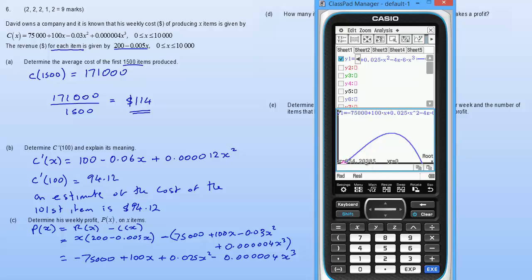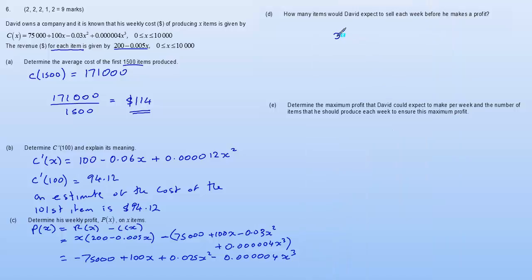So we can see that that is 654.2. So we need to go up to the next item. So it's going to be 655 items. 654.2 indicates that at 654 it's still below, so it's still a loss, but 655 would be above.